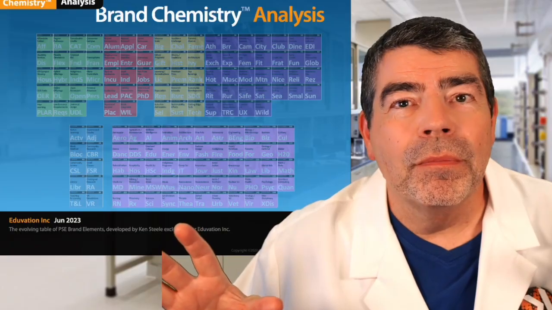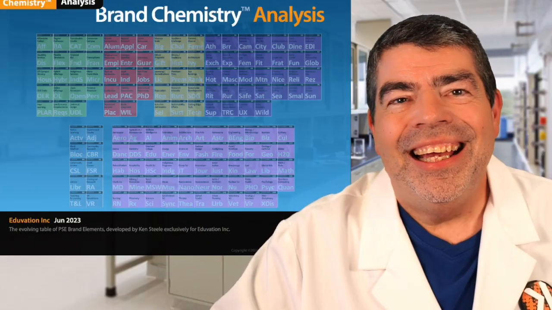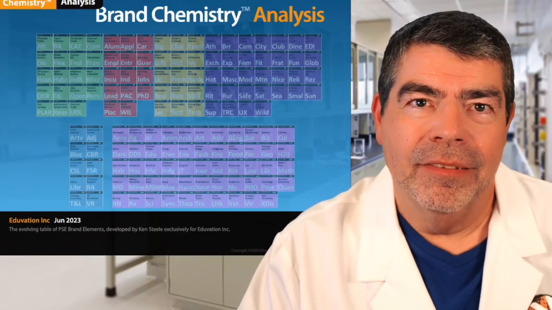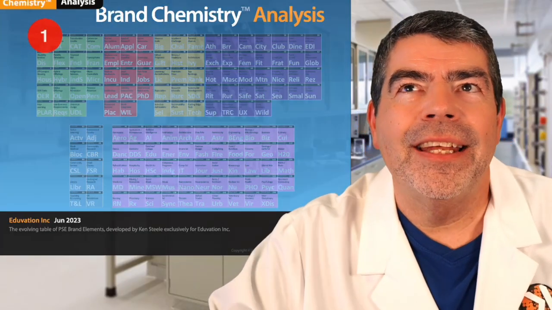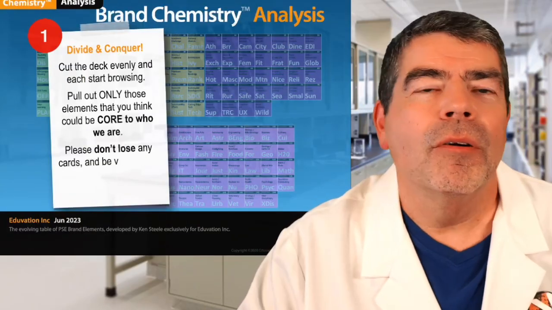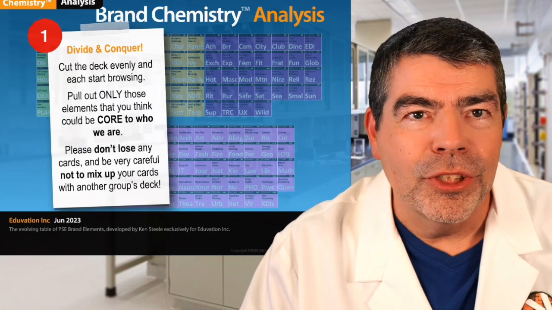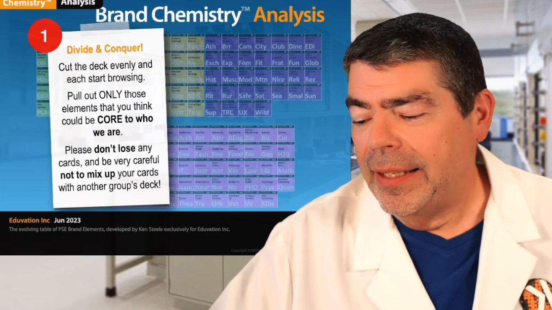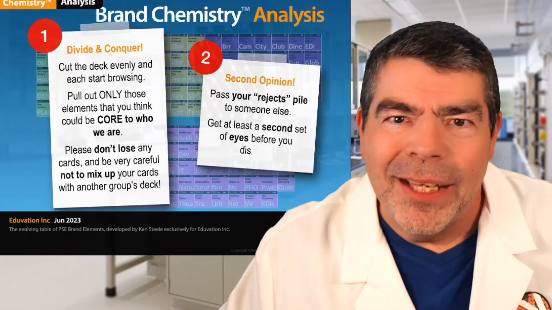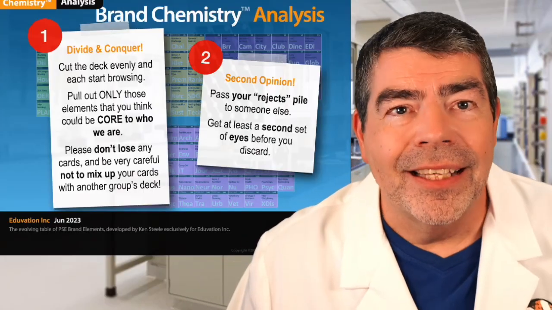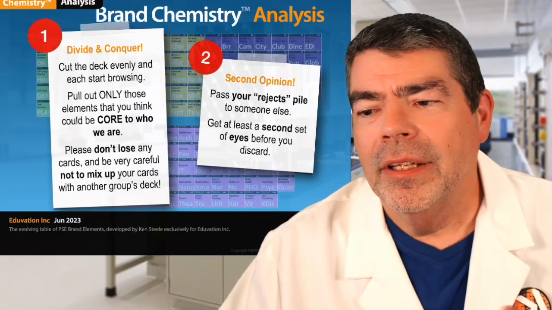Typically, I like to group participants in my brand chemistry workshops at tables of 5 to 7 people, give each table a deck of the brand element cards, and then encourage them to divide and conquer. Run through the list, try to identify the elements that are credible for the institution and set those aside. And then, to get a second set of eyes, pass their piles to the left around the table so that you get a second set of eyes deciding whether or not we've identified all the elements that are truly credible and discarding those that are not.